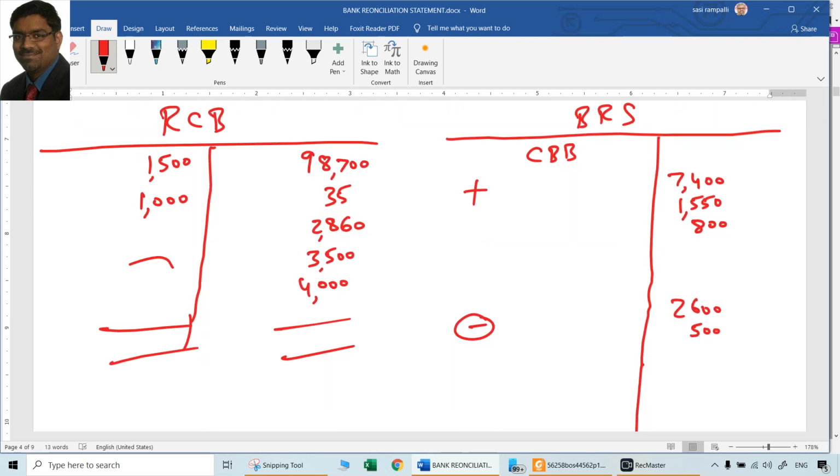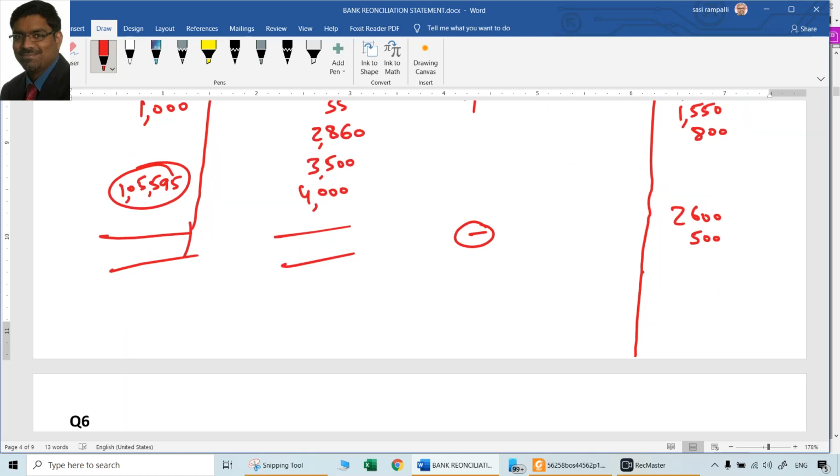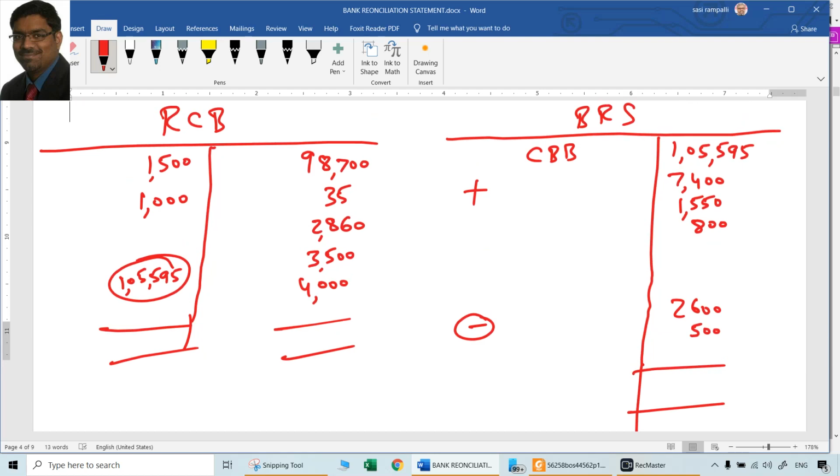So now let us check what the balance is. You have to do the totaling perfectly in the examination. Here we are just doing the calculation. What is the overdraft balance here? 1,05,595. That is the starting point. Then after doing all the plus and minus, what will be the final amount? By the way, you have to start with the negative always. Minus 1,05,595 is the starting point. Plus 7,400 plus 1,550 plus 800 minus 2,600 minus 500.